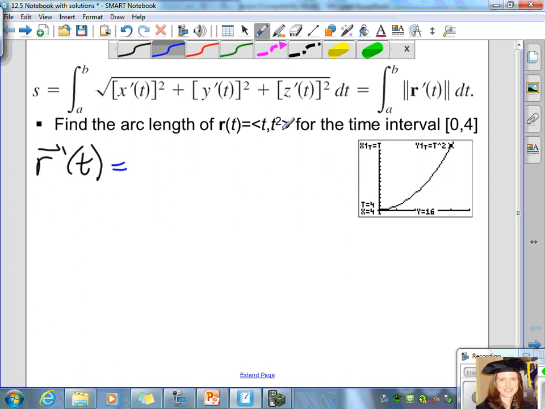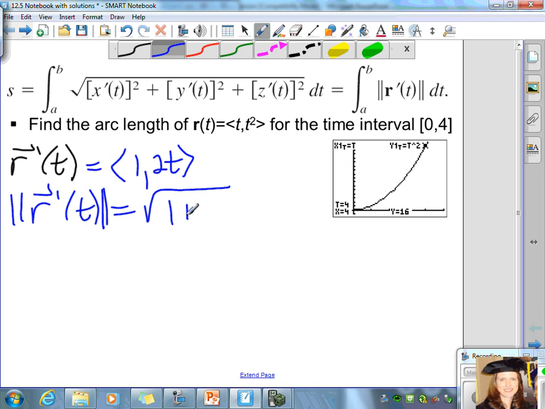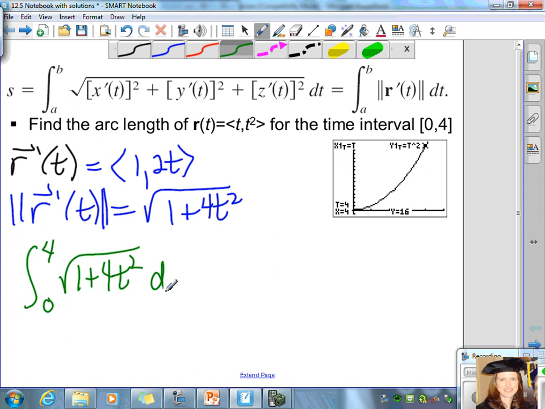Given that r of t is t comma t squared, then r prime of t would be the derivative of t, which is 1, and the derivative of t squared, which is 2t. I'm going to take the magnitude of the r prime of t vector, which would be the square root of 1 plus 4t squared. You square each of those components, add them together, then take the square root. Now I can set up the definite integral from 0 to 4 of the square root of 1 plus 4t squared dt.